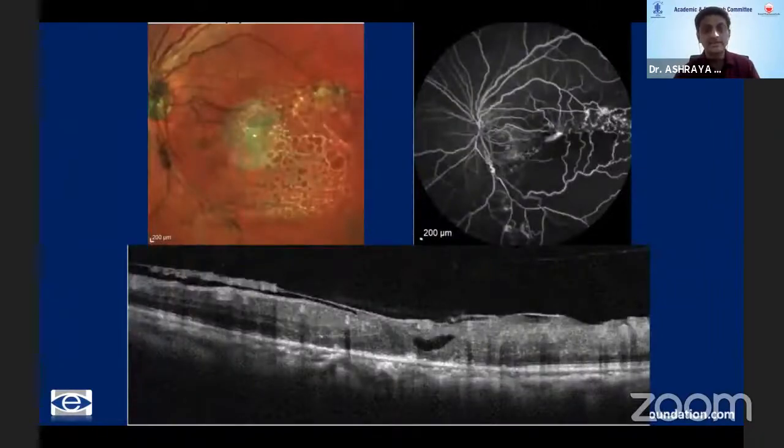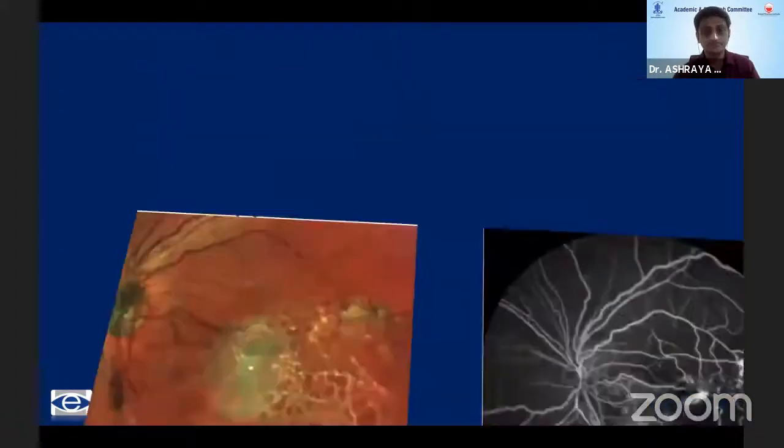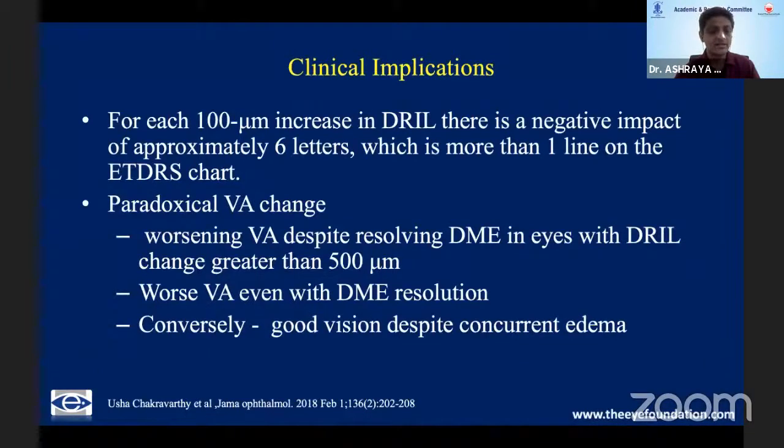So this is another case where the patient had a macular vein occlusion and ERM as well. The clinical implication is that for each 100 micron increase in DRIL, there is a negative impact of approximately 6 letters, which is more than 1 line on the ETDRS chart. And there are paradoxical visual acuity changes: even with resolving DME, patients with DRIL more than 500 microns can have worse visual acuity. Conversely, there can be good vision despite concurrent edema, which I showed in that case.